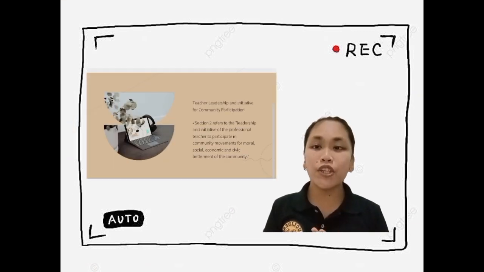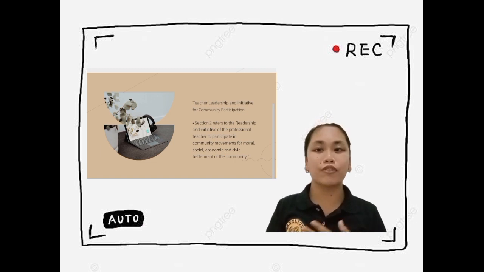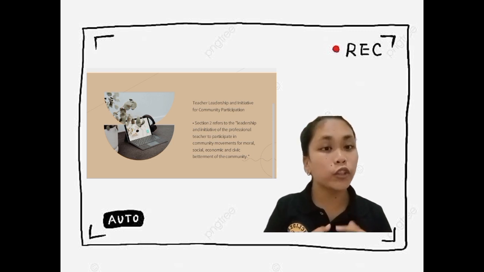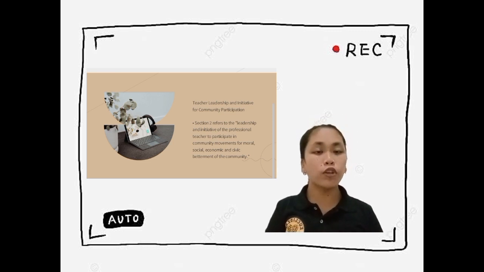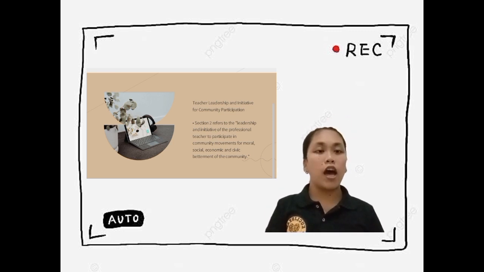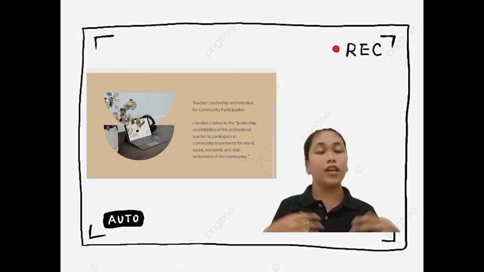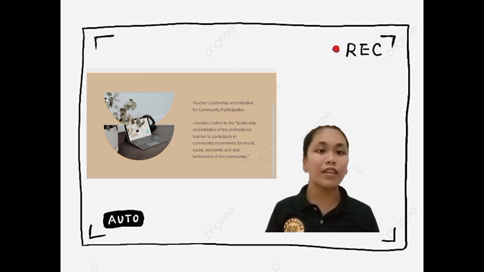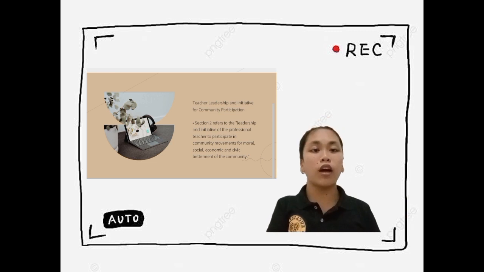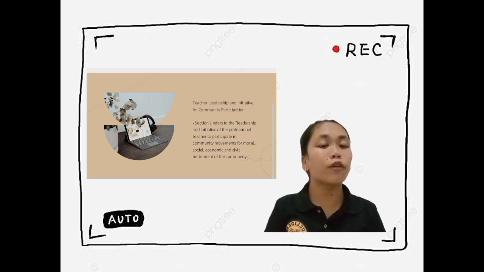Section 2, the teacher's leadership and initiative for community participation. Section 2 refers to the leadership and initiative of the professional teachers to participate in community movement for the moral, social, economic, and civic betterment of the community. We all know teachers also help the community, like in community gatherings or community service such as planting trees, clean-up drives, and a lot more for the betterment of our community, not just in the school environment, but also for our community.